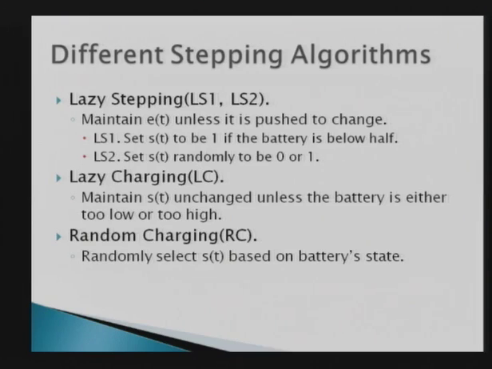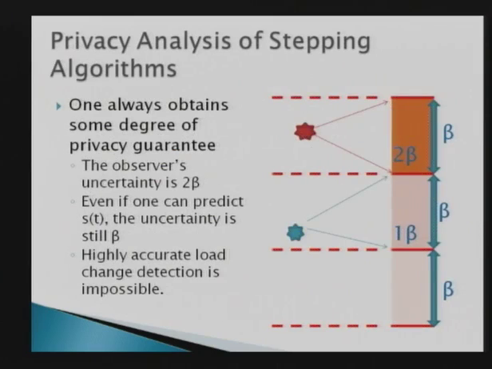The third is lazy charging. The idea is we want to maintain the ST unchanged. So we just keep charging the battery or discharging the battery until the battery is either too high or too low. And the fourth method: we randomly select to charge or discharge the battery, but we select a random number based on the battery state.